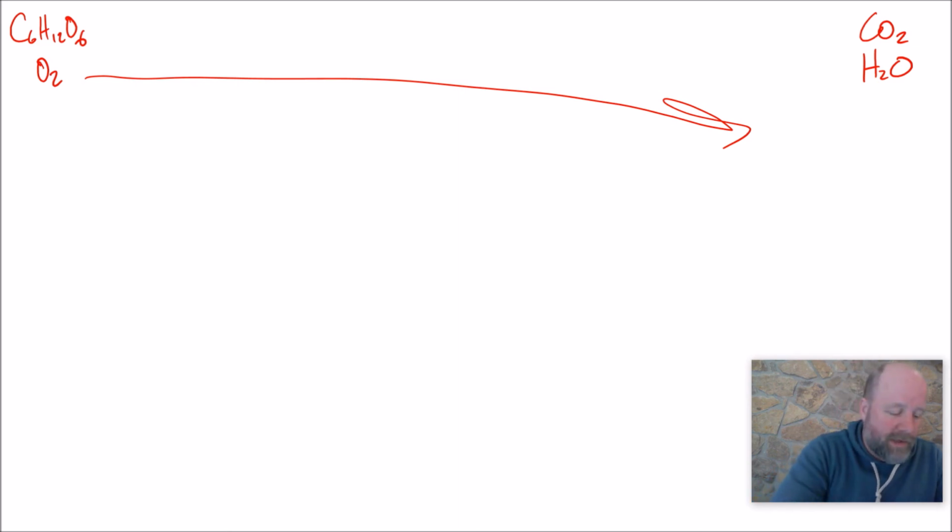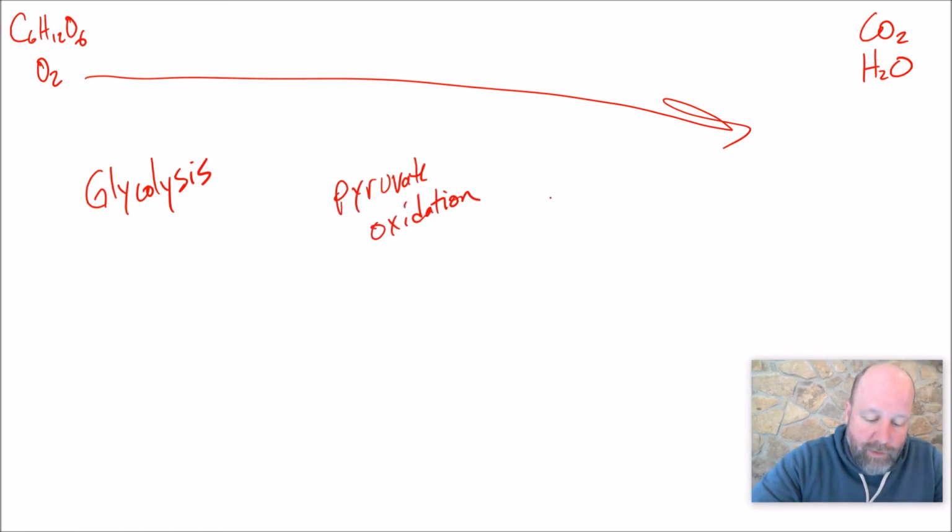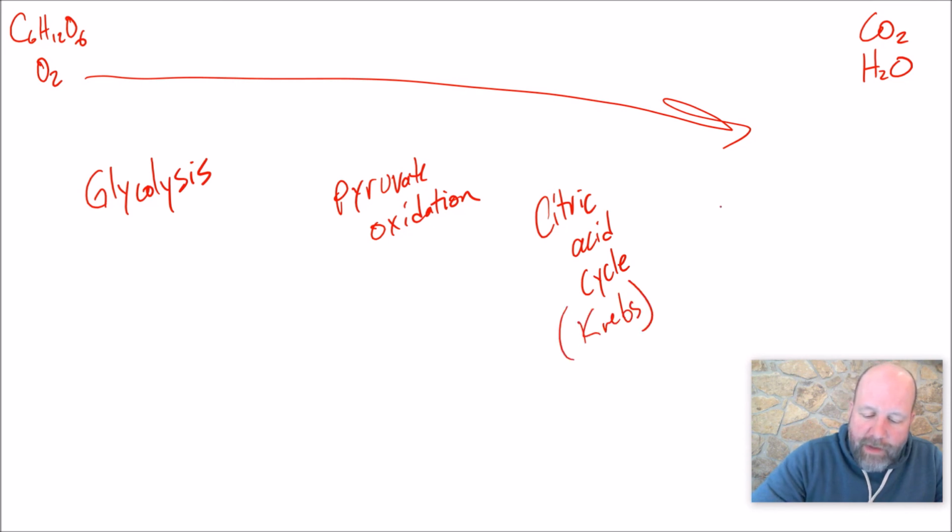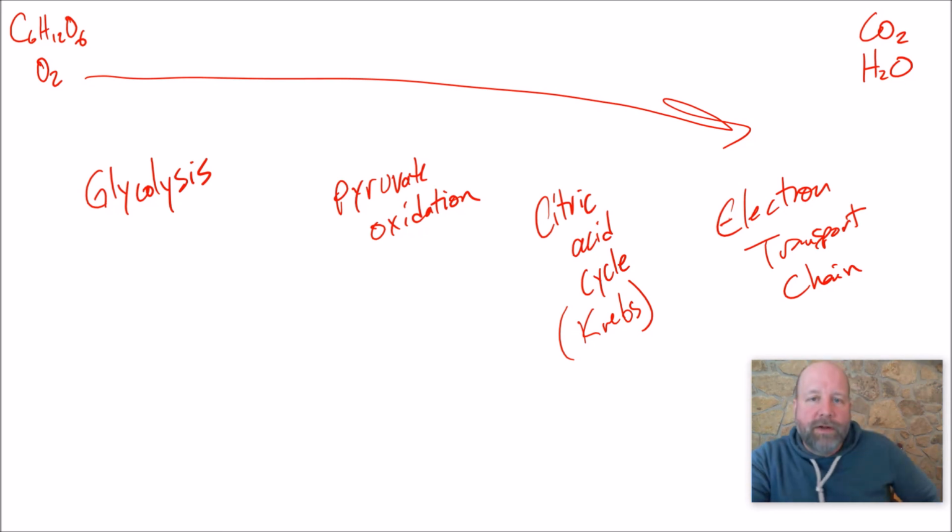So we're going to do glycolysis first. We're going to do pyruvate oxidation, and we're going to do the citric acid cycle. This is sometimes called Krebs cycle. And we're going to do the electron transport chain. So we need to know what goes in and out of each of these things.